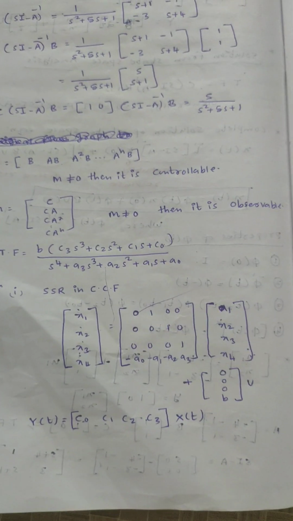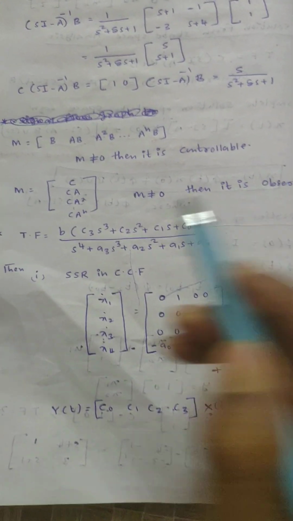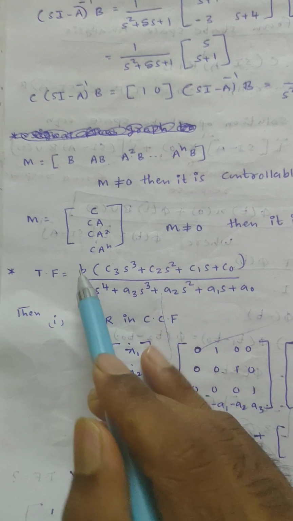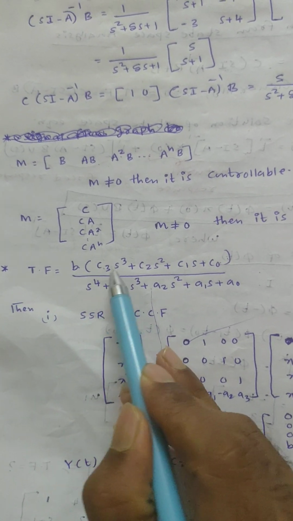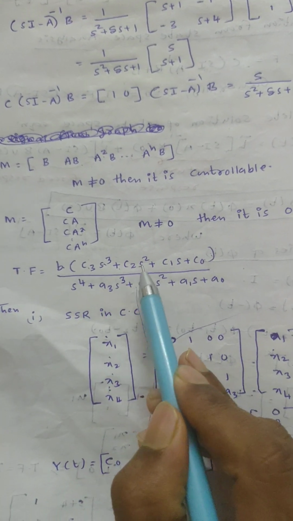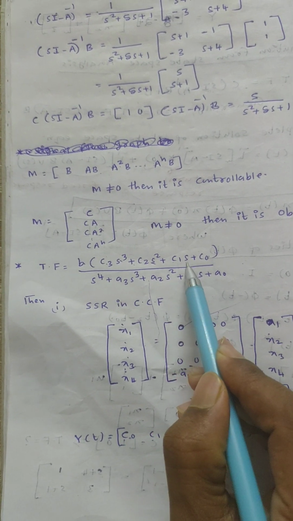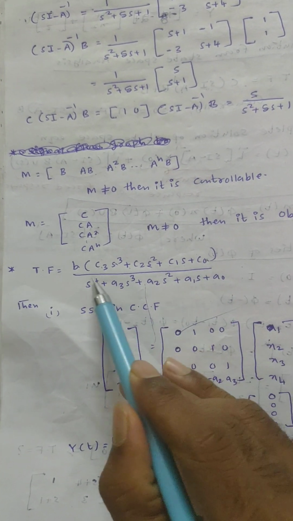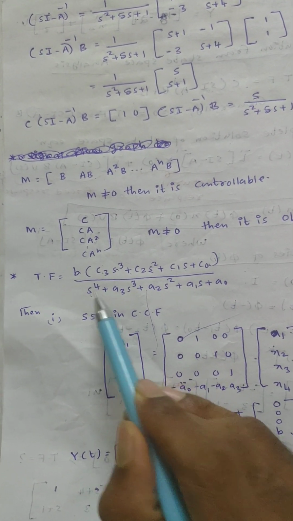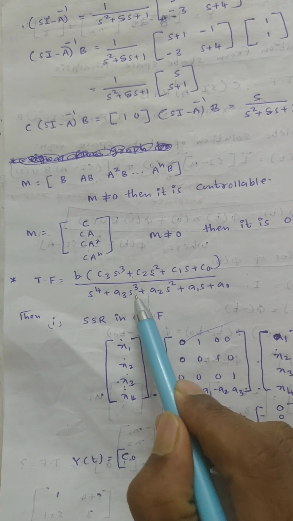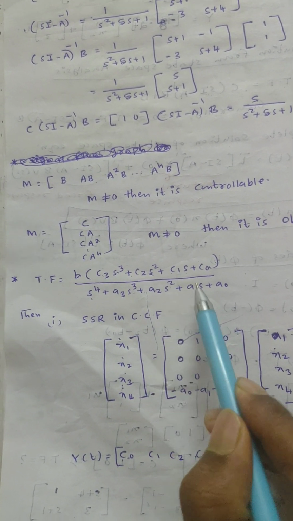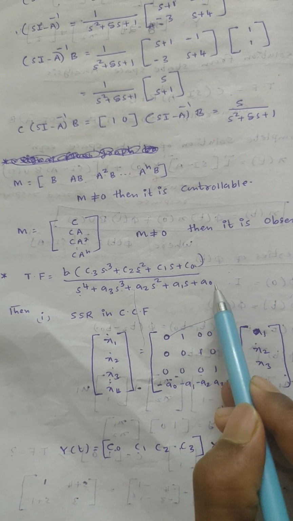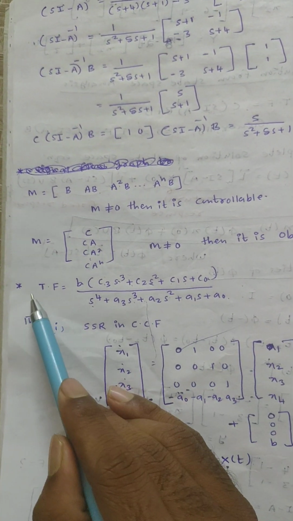Next, let's see some standard formulas. If your transfer function is given as b into c3 into s cube plus c2 into s square plus c1 into s plus c naught, divided by s power 4 plus a3 into s cube plus a2 into s square plus a1 into s plus a naught.